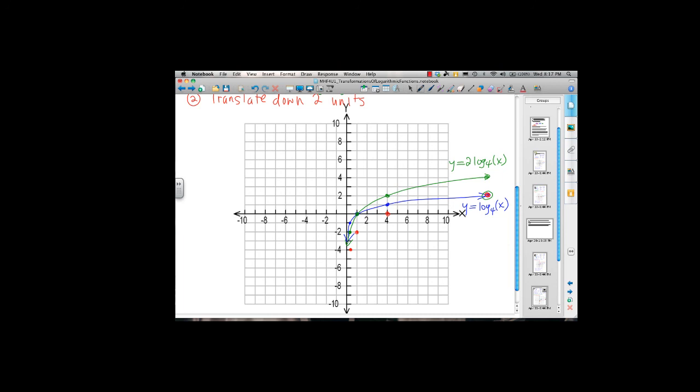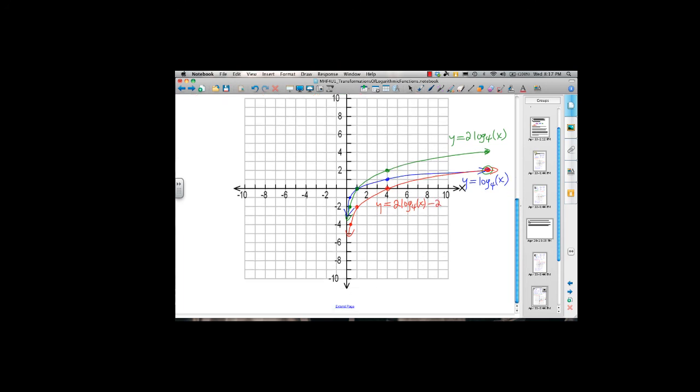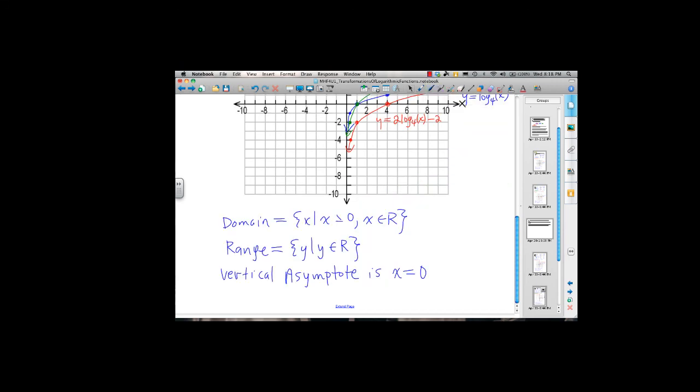So now I would have something looking like that as my final curve, my function in red, log base 4 of x minus 2. And then to wrap up, my domain and range and vertical asymptote will be provided.